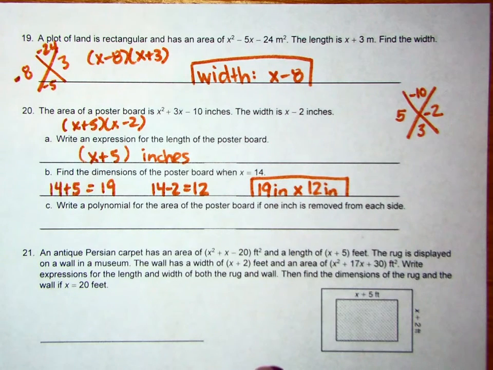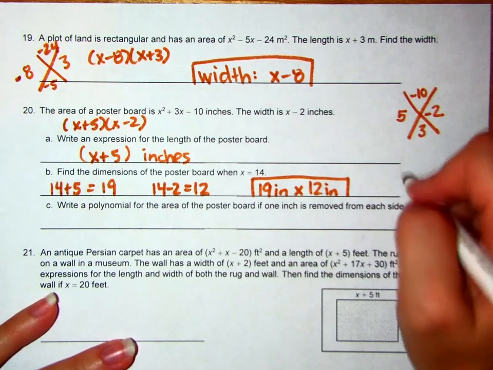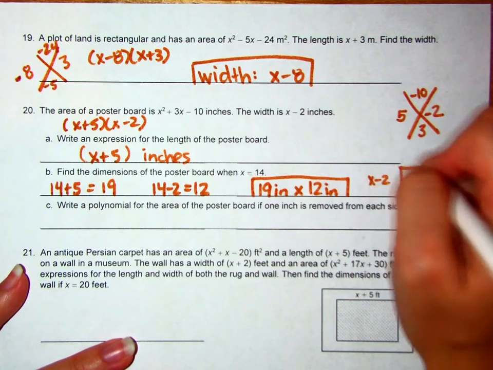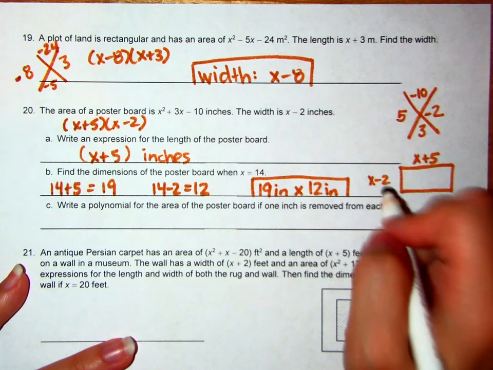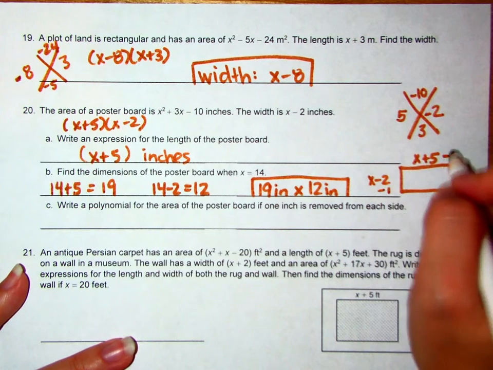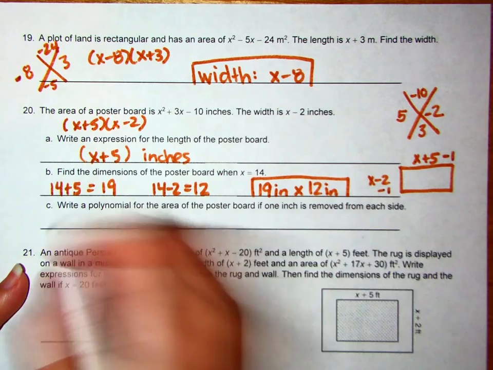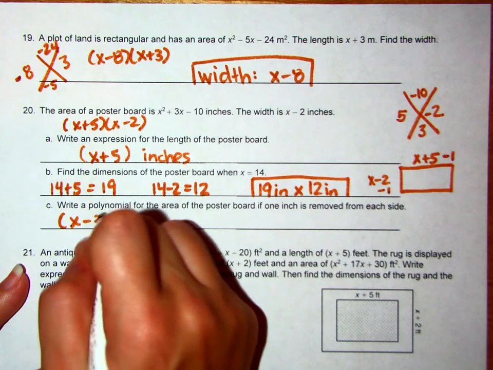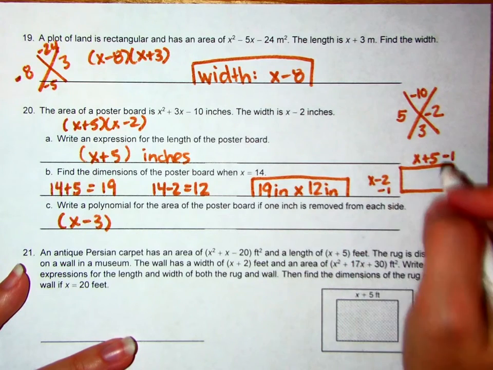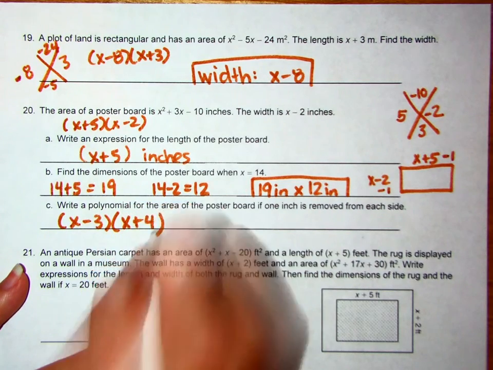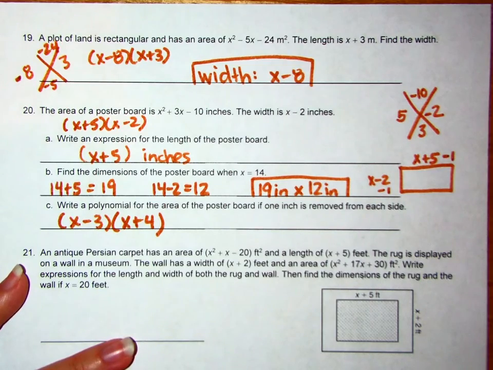Then it says write the polynomial for the area of the poster if 1 inch is removed from each side. So think about this. If this poster board has sides x minus 2 and x plus 5, and we want to subtract 1 from both of these, negative 2 minus 1 is negative 3. So we could have x minus 3 for this side, and 5 minus 1 is 4, so that would be x plus 4 on this side, and that expression would represent the area.